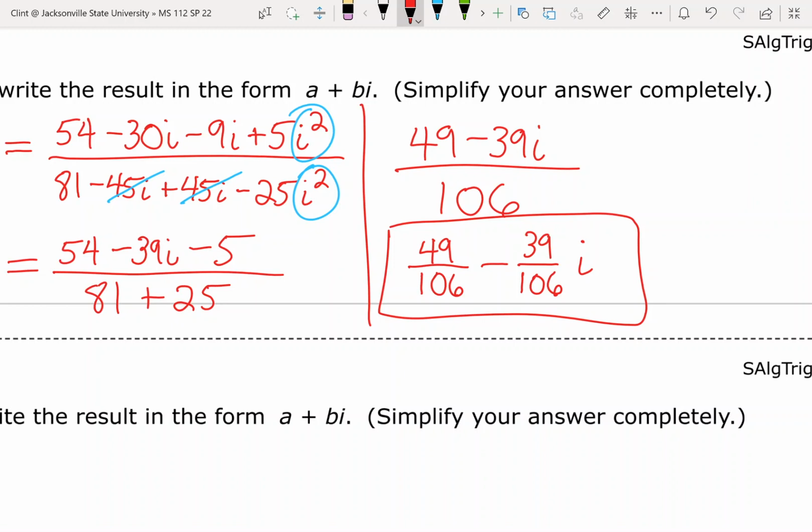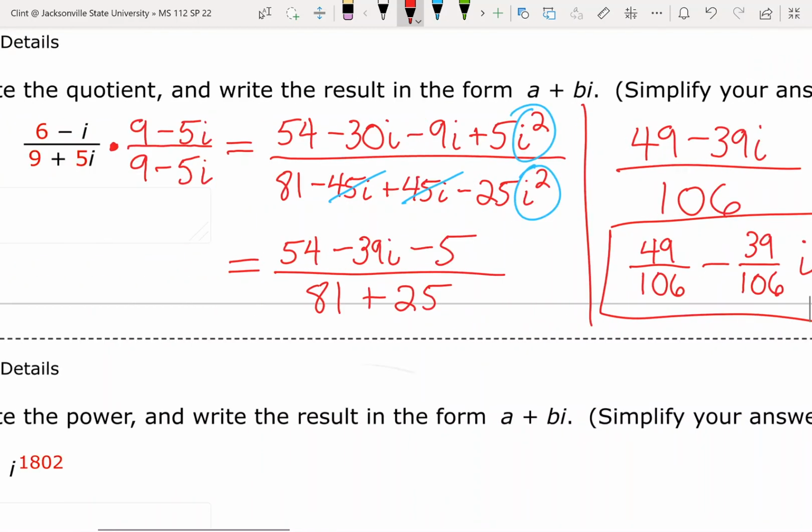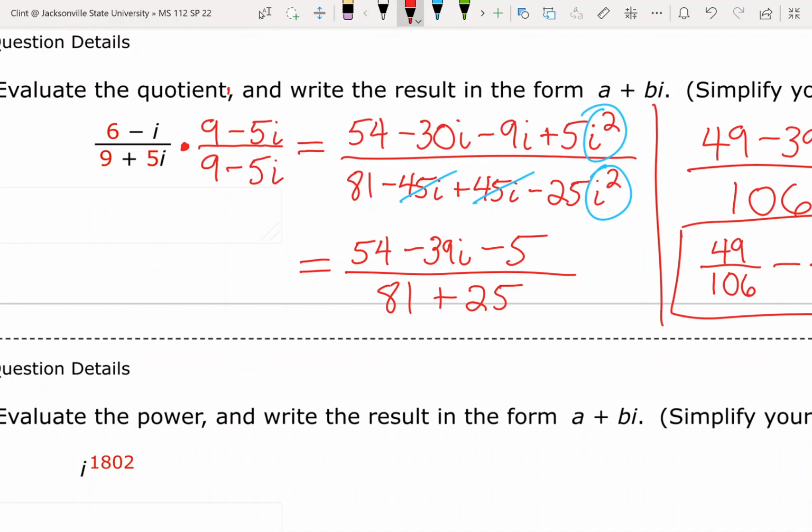Okay. Other questions on that one? Remember when you do the conjugate, you do the conjugate at the bottom. And remember that means we're changing the sign in between. Okay. And then not the sign out front, not on the 9 on this one, just the one in between.